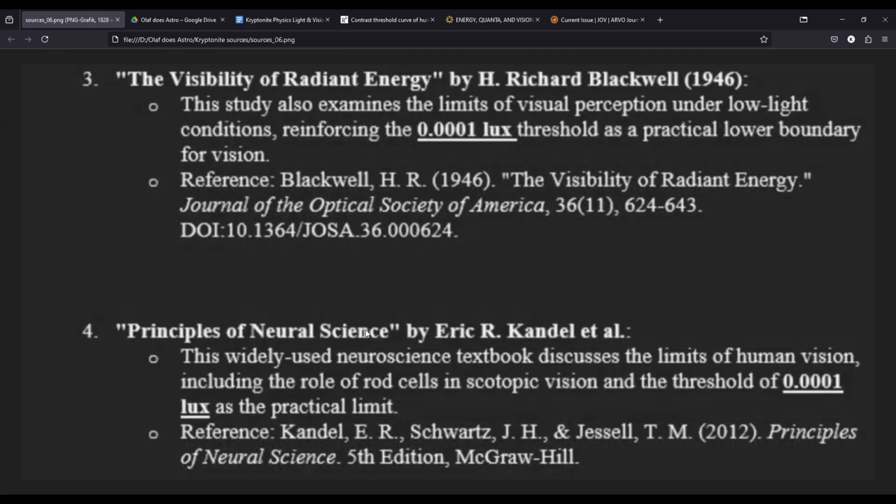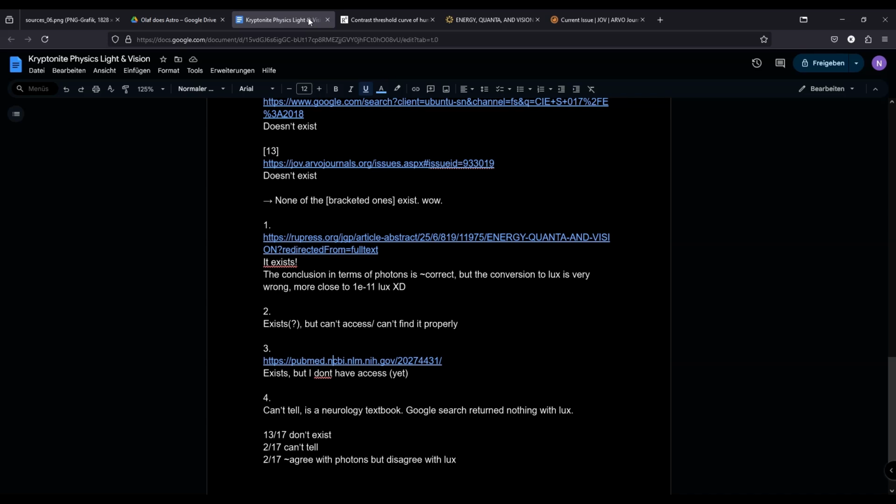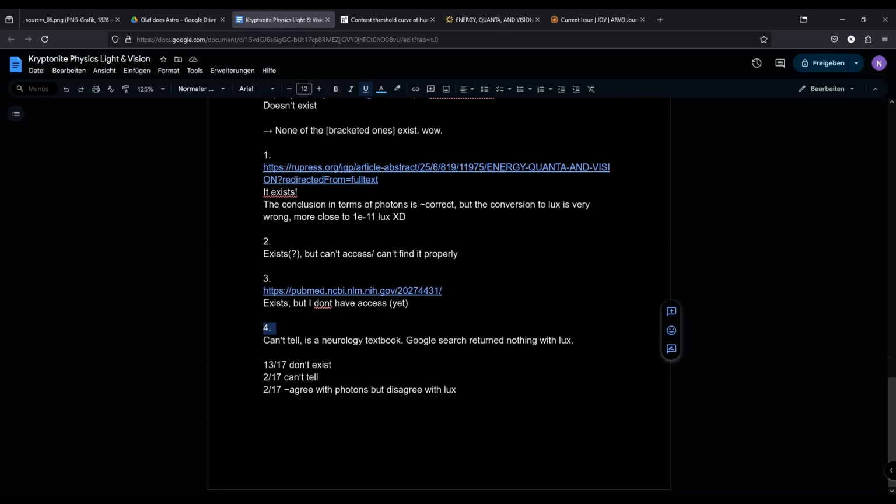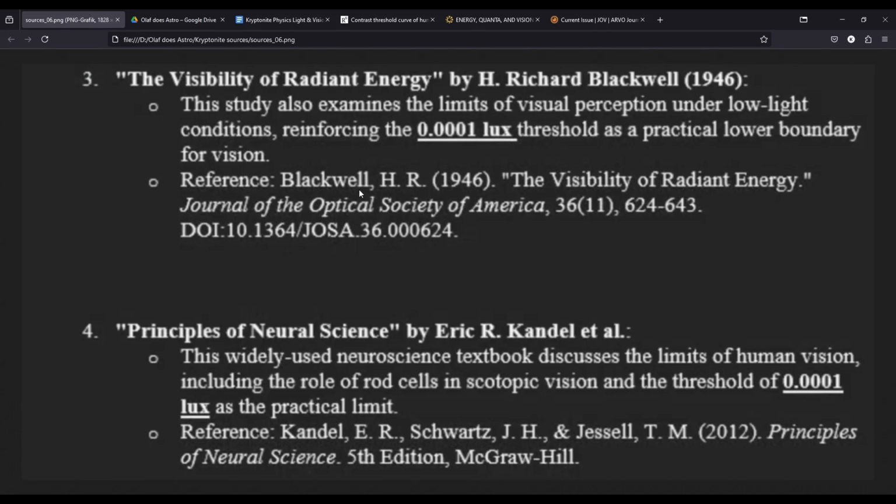And the last thing is Principles of Neuroscience, which is a neurology textbook, which I don't have access to yet again. It's a neurology textbook. I googled the name with lux, and I couldn't find anything. So apparently this neurology textbook does not contain lux or lumen or anything like that at any place in their thing. And I would be somewhat surprised, as neural science isn't really pertaining to eyes, although some would argue that there is a connection there, but no less.